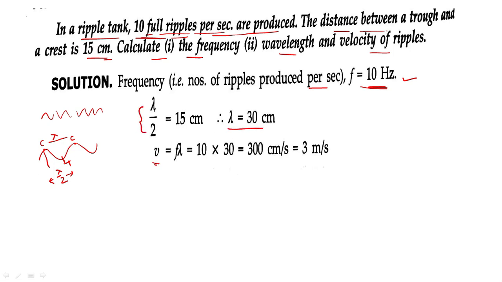So velocity v is equal to frequency into wavelength. That is the most familiar equation in the wave chapter, that is velocity equal to f into lambda. So f is 10 and lambda is 30, that will be 300 centimeter per second. Look at the units, velocity is 300 centimeter per second or 3 meter per second. Clear? Now look at the next question.